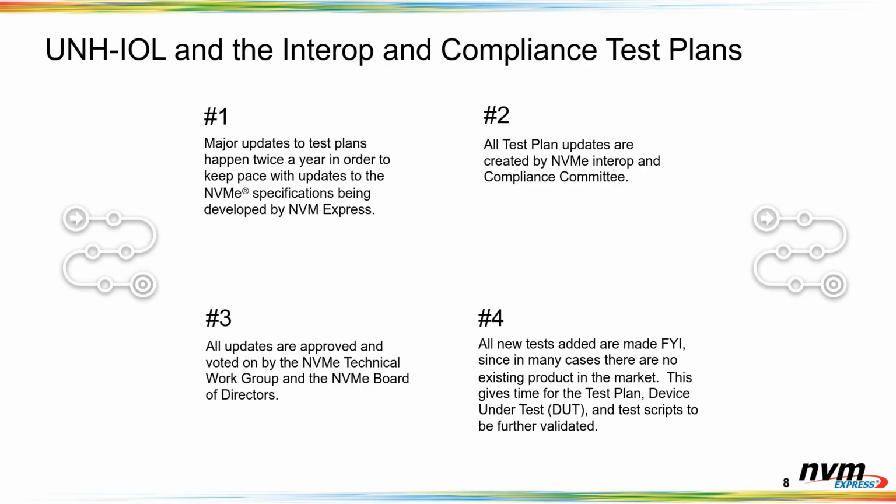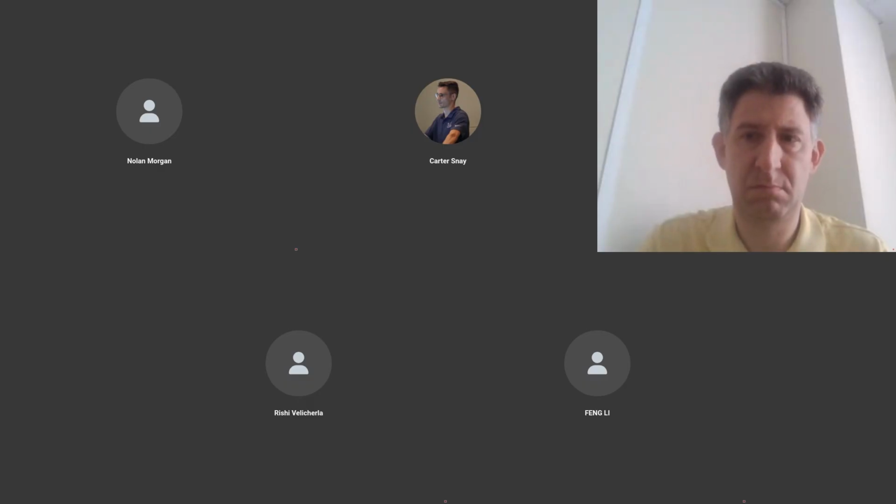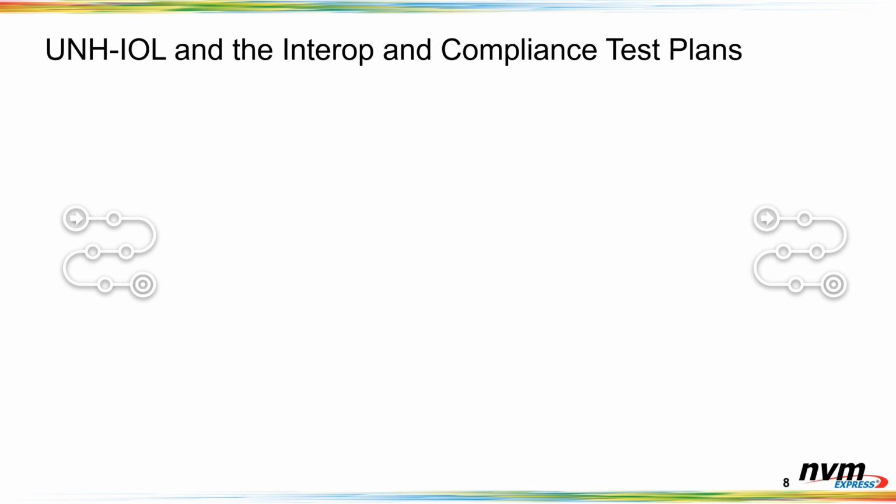For each revision of the test plans, all the new tests are FYI, meaning they are not required to pass to be eligible for a compliance and integrators list listing. This is to ensure that the new test procedures, the new scripts and devices are all in agreement before we move the test requirement to be mandatory, a strict requirement. So we don't want to accidentally have new test cases be overly strict if they are just new and there's no actual hardware to test against, and we're waiting for implementations to come out.